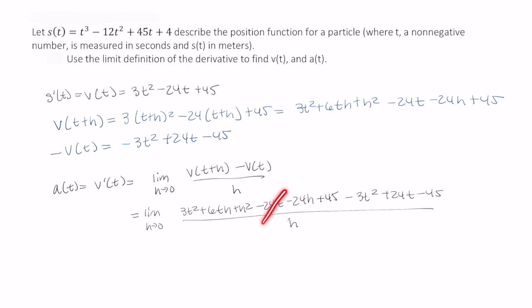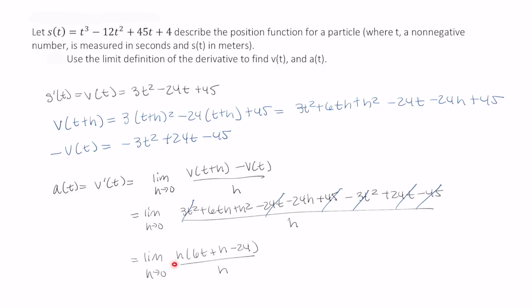And lots of things will become 0. We have a negative 24t and a positive 24t, a positive 45 and a negative 45, as well as a positive 3t squared and a negative 3t squared. Now, the remaining things that didn't sum to 0, so these terms all have an h. So in the next step, rewrite this with the h factored out. This is what your limit should look like now.